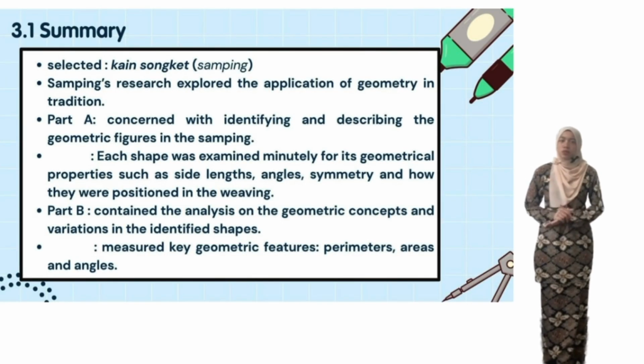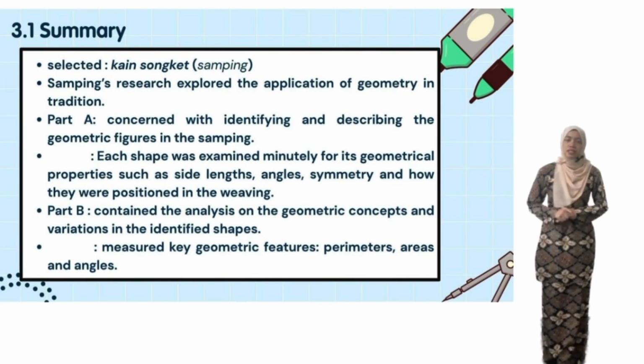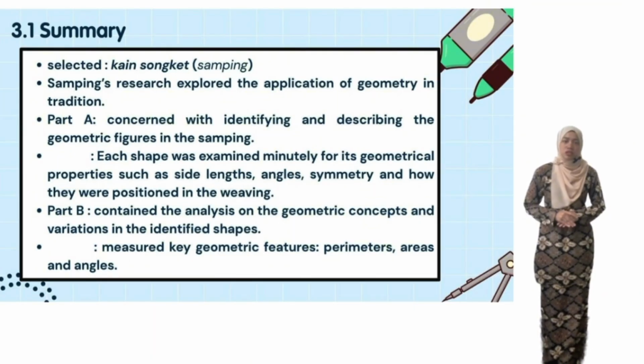For this project assignment, we have selected kain songket, which is a short traditional wrap sarong worn around the waist over the baju Melayu, traditional Malay clothing. It is made of sarong, songket, or tenun fabric by hand or by machine. This sampling research explored the application of geometry in tradition by looking at its patterns, shapes, and design elements.